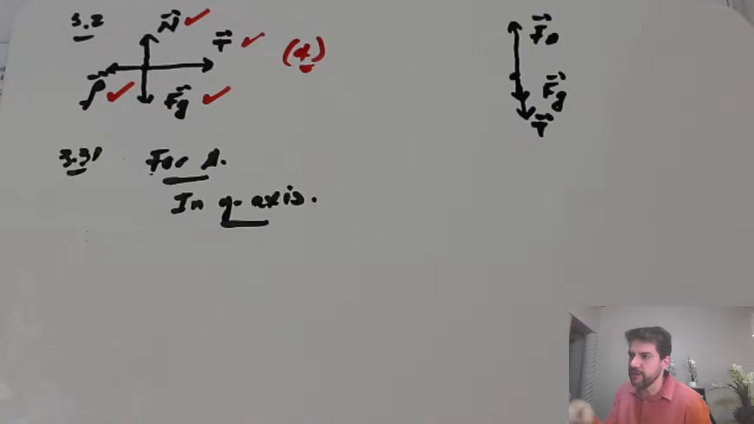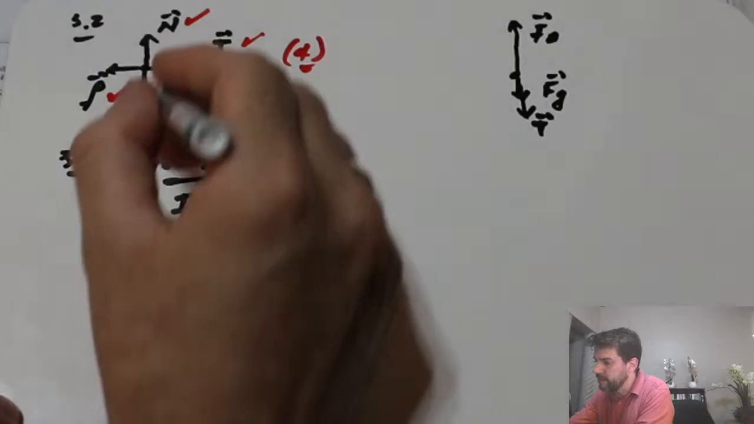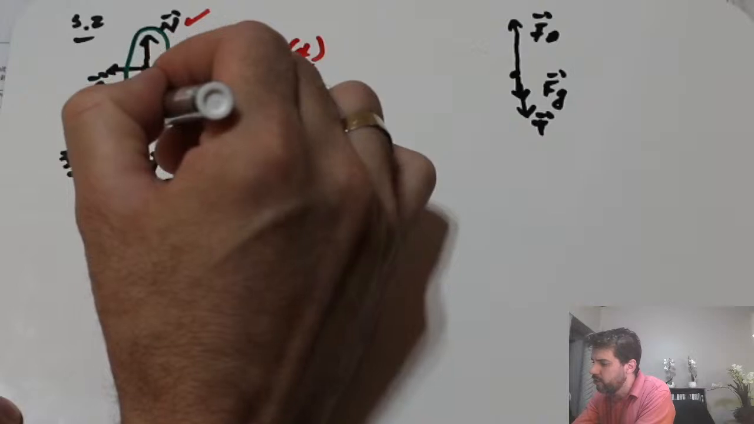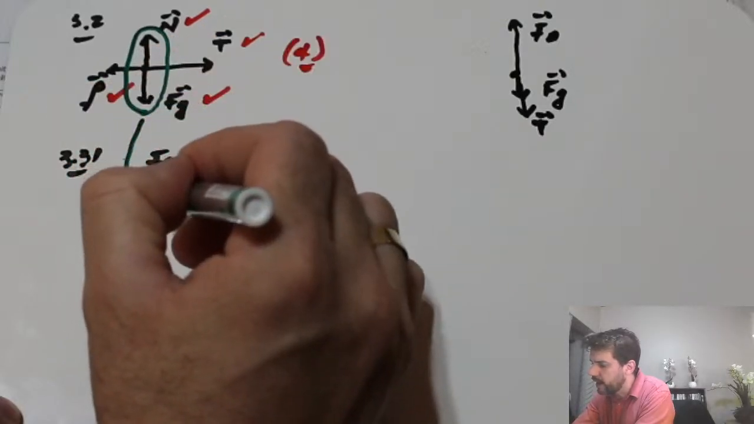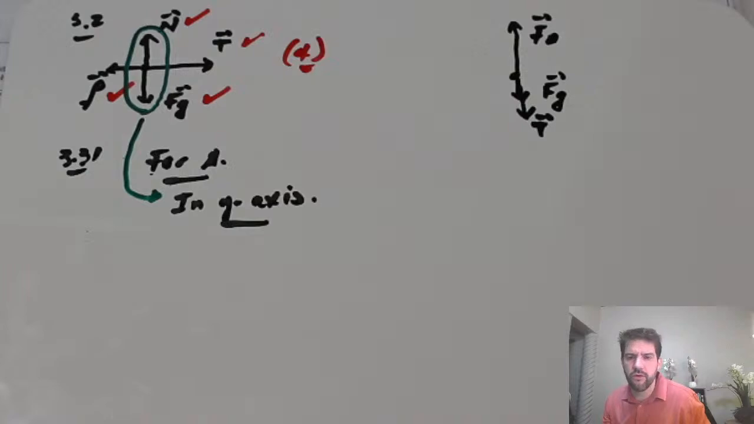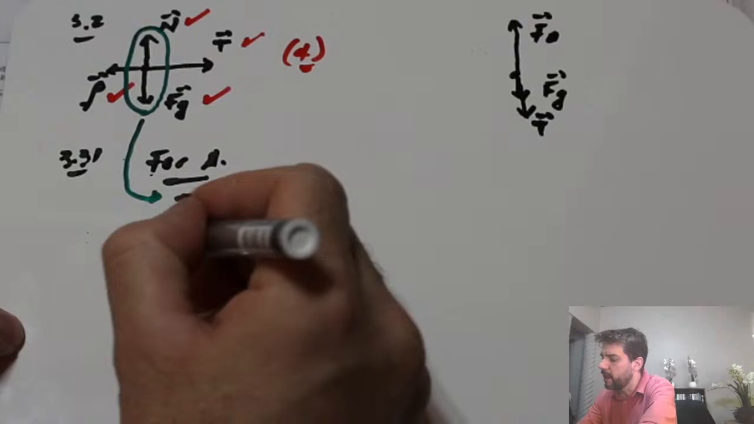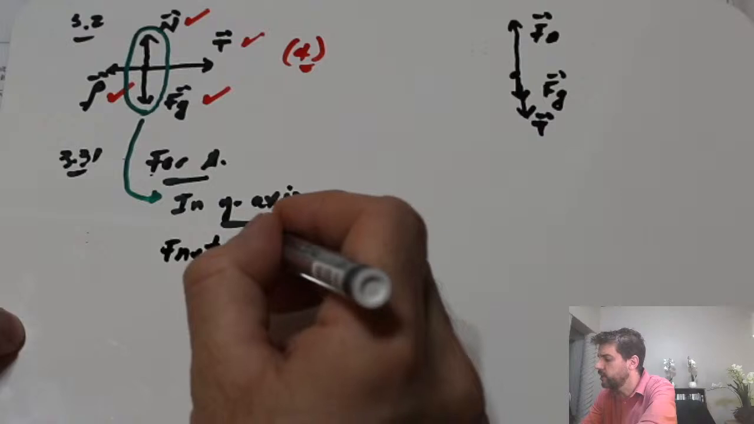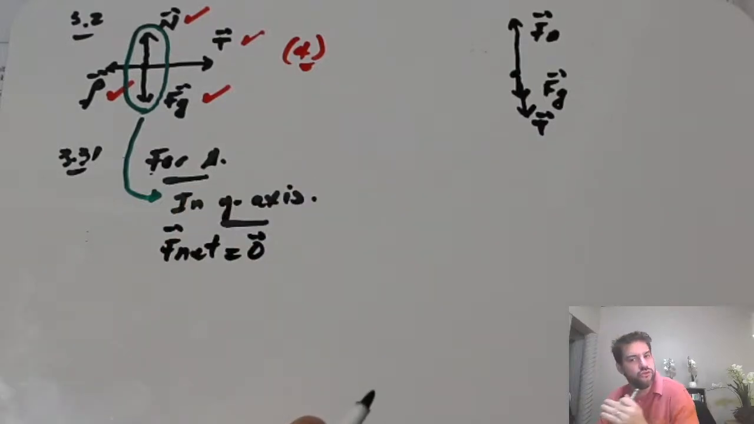Now, what forces do we have in the y-axis? I'm going to use the same free body diagram. In the y-axis, I have this one here. I'm going to mark them now. Those forces are the normal pointing up and the gravitational force pointing down. The object is not moving in y, so the correct way to do this would be applying Newton's first law. F net is equal to 0. That is Newton's first law, because the object is not moving. You don't have to start from there.